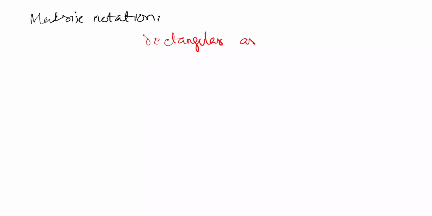Matrix notation: the essential information of a linear system can be recorded compactly in a rectangular array called a matrix. So what is a matrix? It is just a rectangular array.